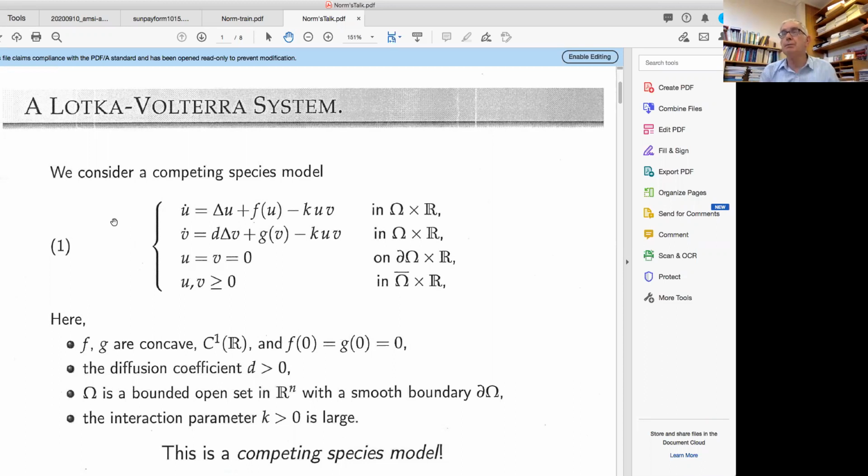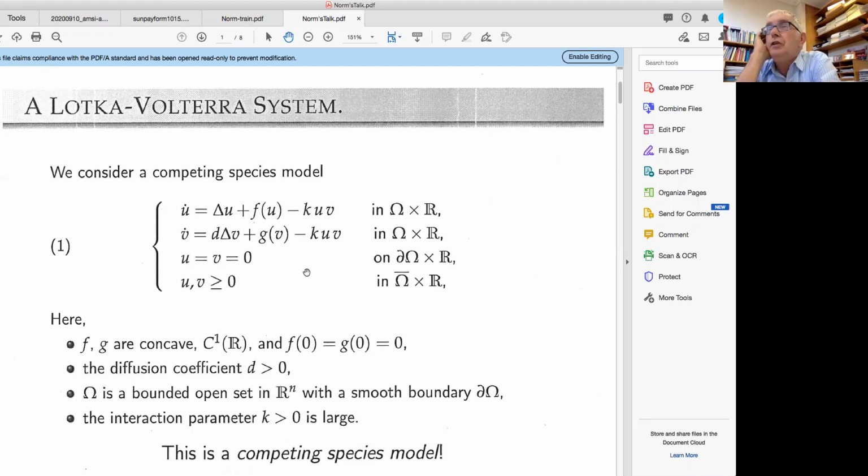The competing species model is simply where we have two components, U and V, which are two animals competing, or two various other things in the same region. We're interested in the behaviour of these, and in particular what happens in the limit as t tends to infinity. So you can see the equations.